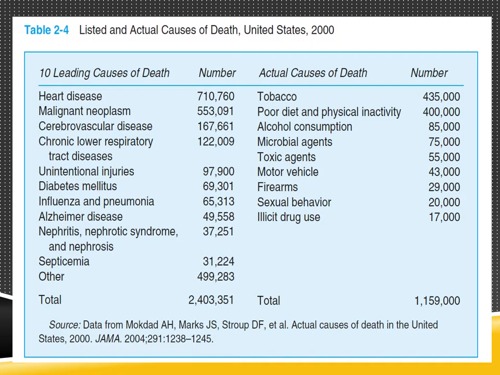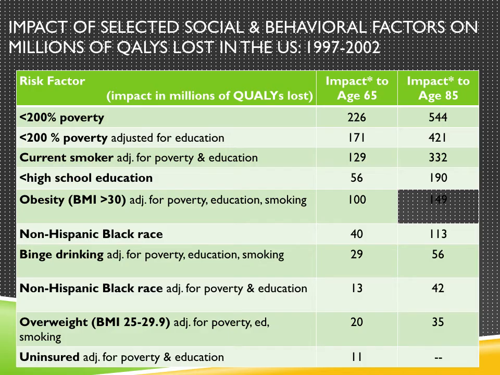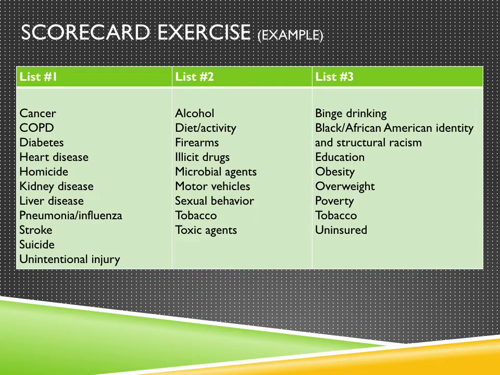How do we measure population health? We can look at the leading causes of death, the actual causes of death. The age-adjusted years of potential life lost can be a very useful measure. And look at the impact of these social and behavioral factors on quality-adjusted life years. Now let's turn to our scorecard.